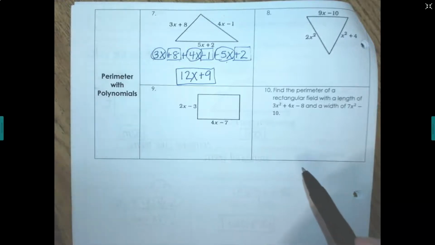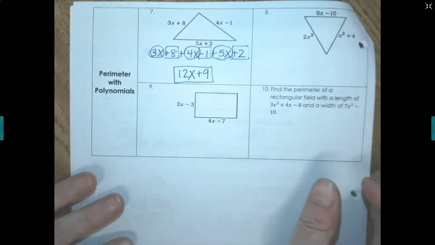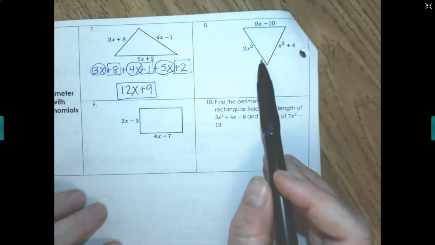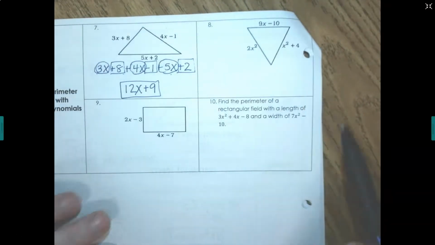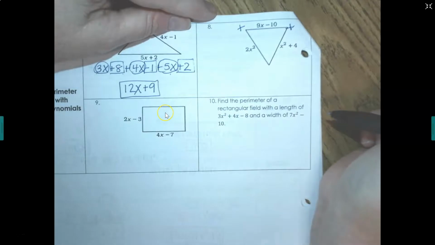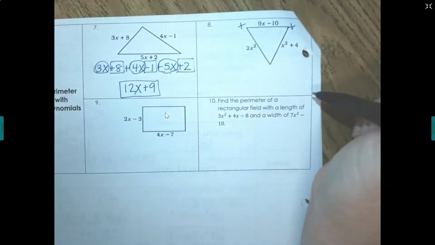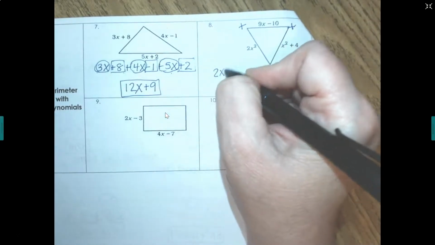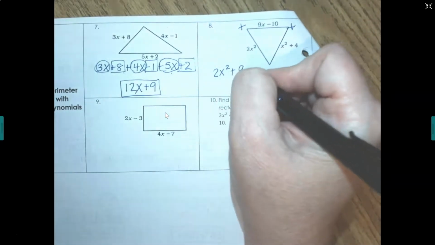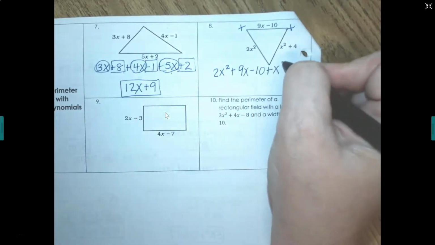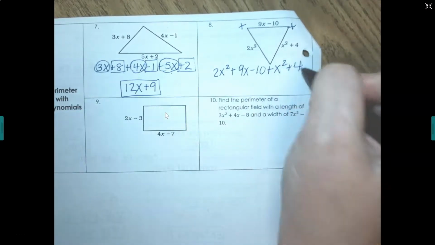It's the same thing we were doing before. So let's take a look at it again. Triangle, perimeter, add together all the sides. When we're just adding, we don't have to worry about anything but getting going. We can just add, and we'll understand that a little bit more when we subtract. So this really says 2x squared plus 9x minus 10 plus x squared plus 4.